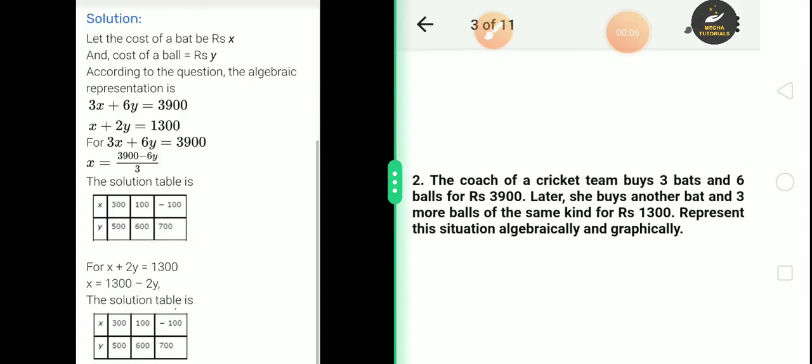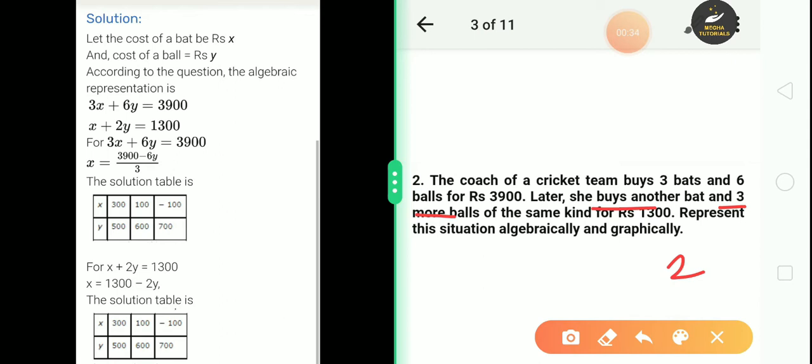Question 2. The coach of a cricket team buys 3 bats and 6 balls for rupees 3900. Later she buys another bat and 3 more balls of the same kind for rupees 1300. Represent the situation algebraically and graphically. In this question there is one mistake. In this line they have mentioned that she buys another bat and 3 more balls. The actual question is buys another bat and 2 more balls. So everybody please make this correction.